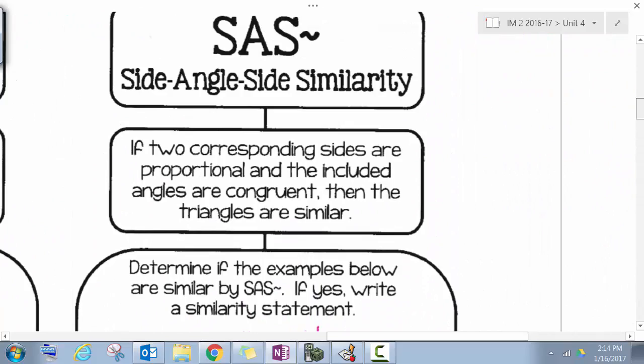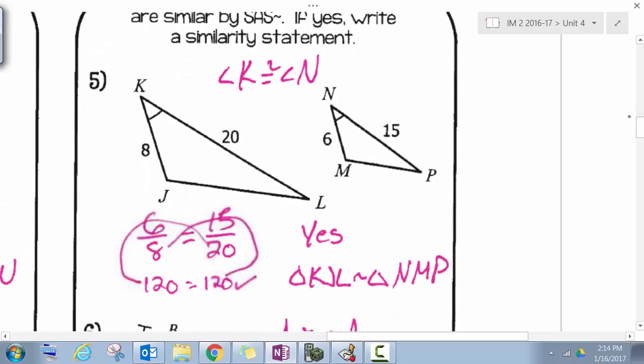Then we have our next one, side angle side, where we have two pairs of sides that are proportional, and the included angle, the angle in between those two pairs of sides, is congruent. So here, K and N are congruent, and then the two sides around them, KJ and KL, NM and NP, we'll see if those are proportional.